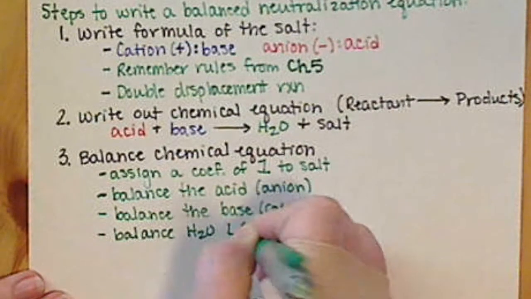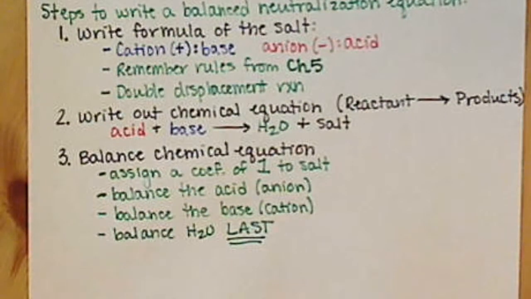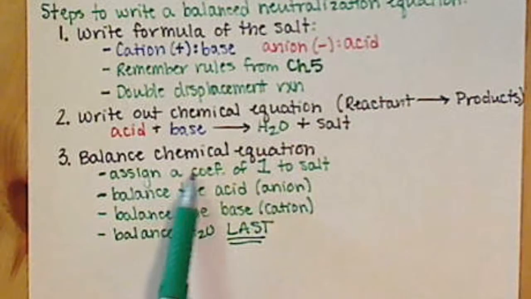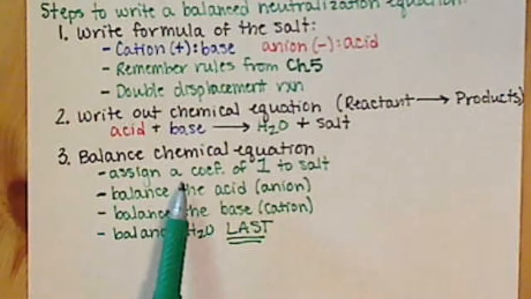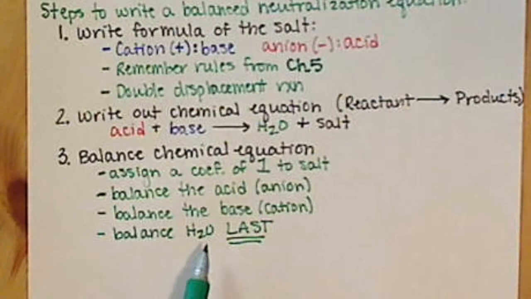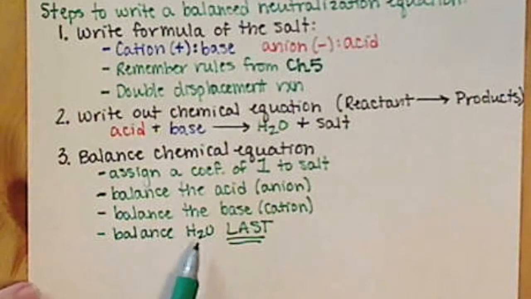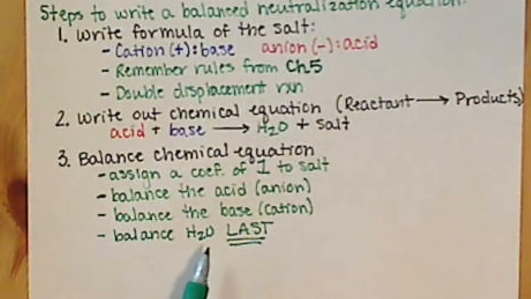Okay, and that's where I differ from the book, in that they start with balancing the water. And I find that's a little too confusing, just because you never know. It's easier to start with assigning a coefficient. If you balance the water first, you're going to have to kind of guess and assume the coefficients in order to get that balanced first. So I really recommend balancing it last.